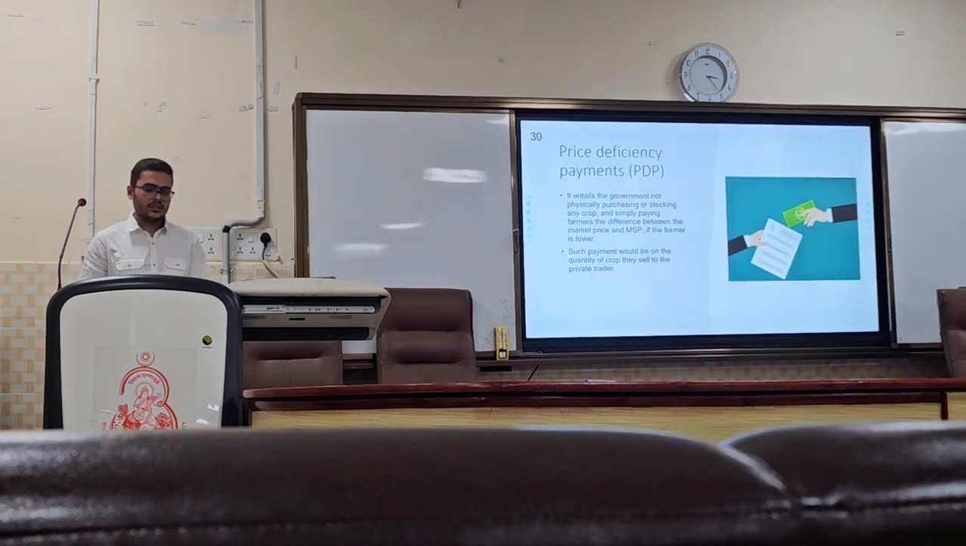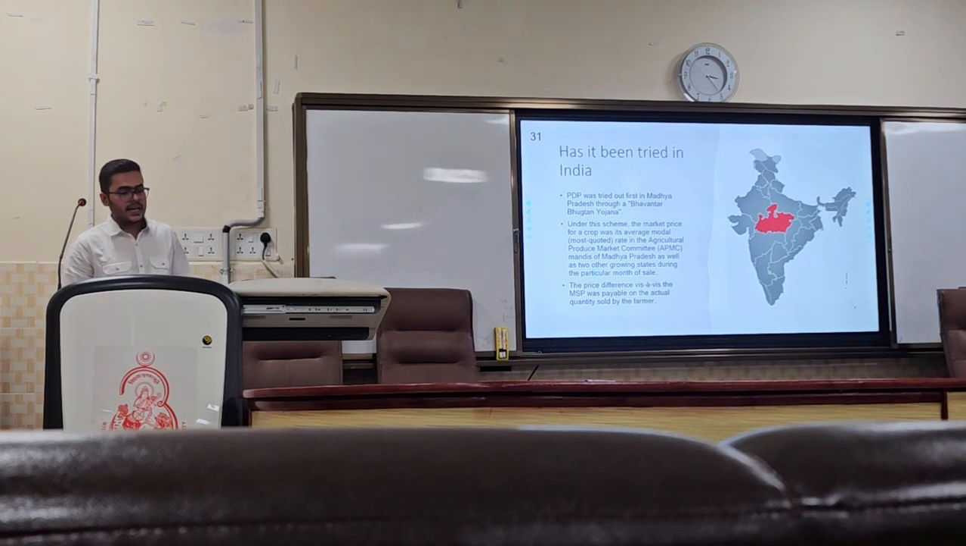Now there is this other way around: price deficiency payment. It entails the government not physically purchasing or stocking any crop and simply paying the farmers the difference between the market price and the MSP if the market price is lower. Such payments would be on the quantity of crops they sell to private traders. So has it been tried in India?